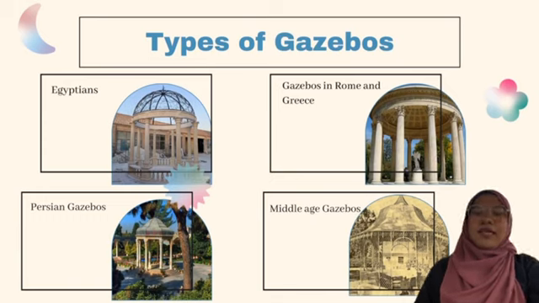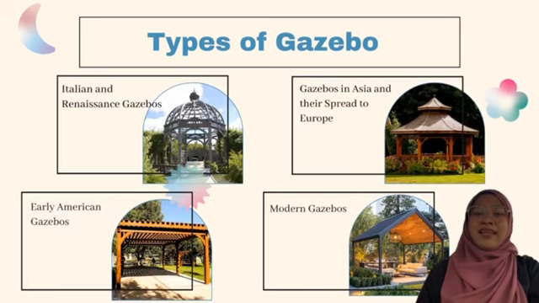There are many varieties of gazebos. As example, Egyptian gazebos in Rome and Greece, Persian gazebos, Middle Age gazebos, Italian and Renaissance gazebos, gazebos in Asia and their spread to Europe, early American gazebos and modern gazebos.